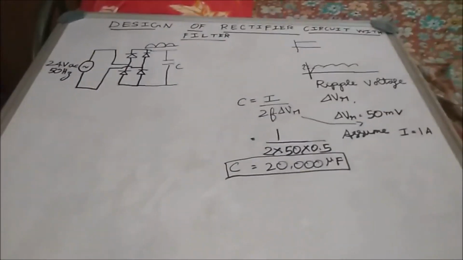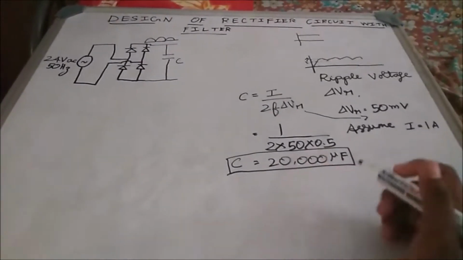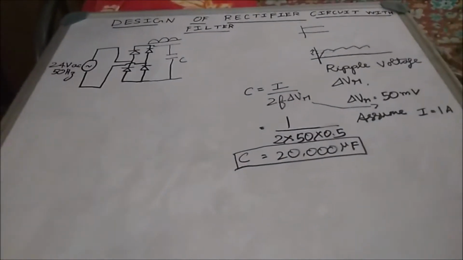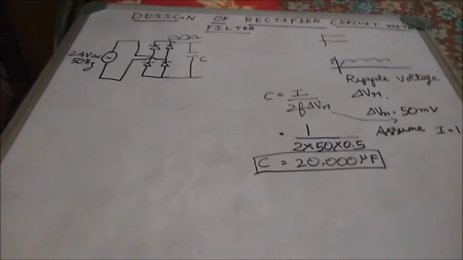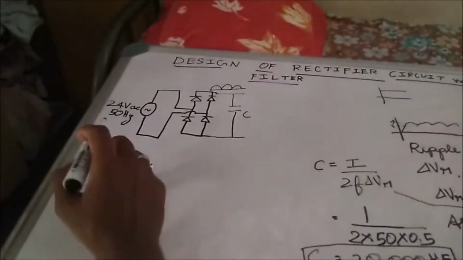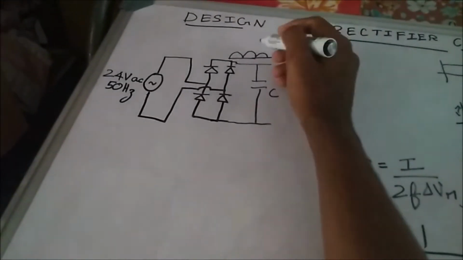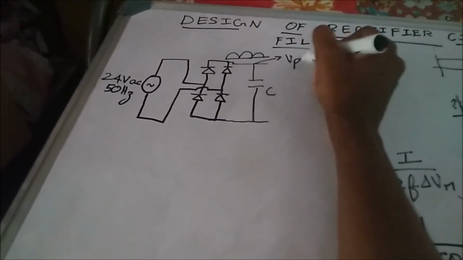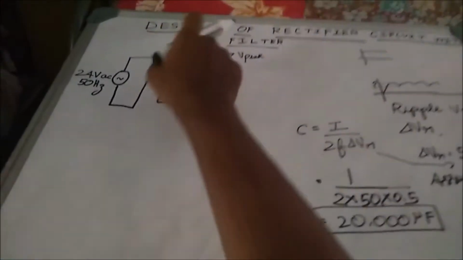Another parameter we need to consider is the voltage rating of the capacitor. Not only the value of capacitance, we need to even calculate the voltage rating of the capacitor. So how to calculate the voltage rating? That's very simple. Let me explain now. First, we need to find the peak rectified voltage here.